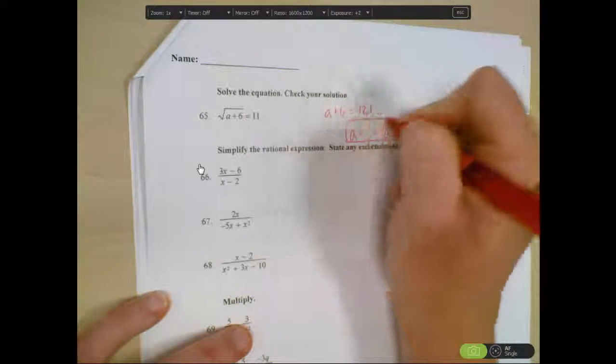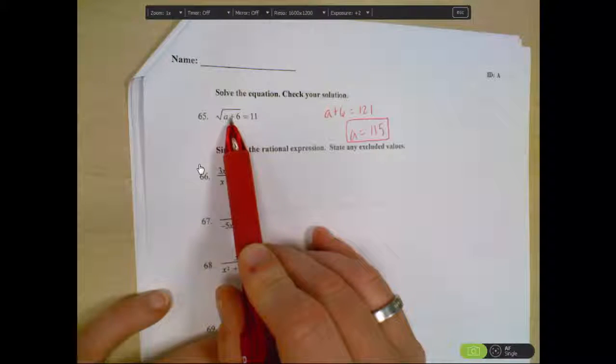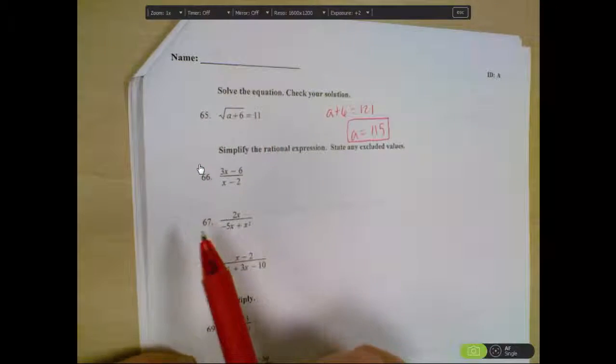Always check your answer with radical equations. 115 plus 6 is 121. Square root of 121 is 11. 11 equals 11. It works.